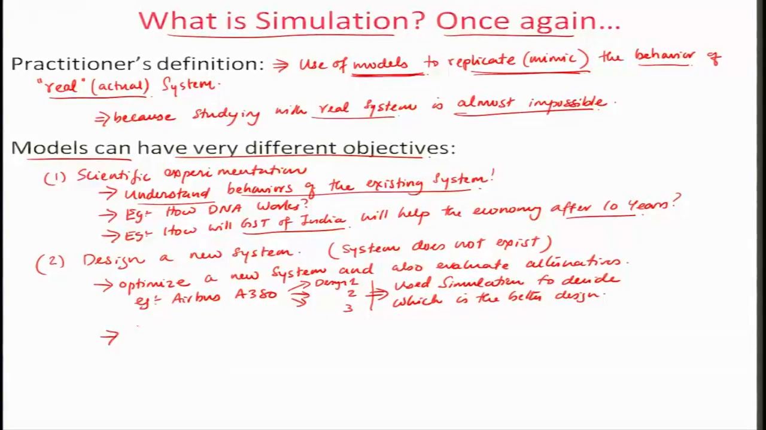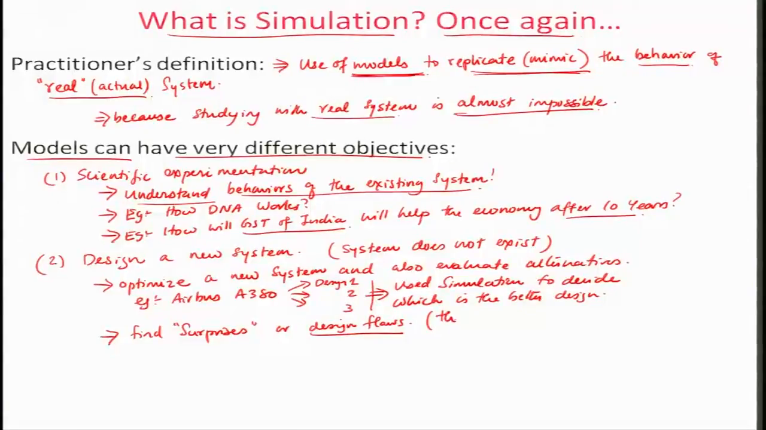Second part is to find surprises or design flaws. When you are designing a new system, there will be something that you might not have considered. There might be something that has escaped the thought process of the designer or the design process. Those are called design flaws. These are the things that escaped the designer's consideration. Okay. So, these things had escaped the consideration of the designer, and hence those translate to what we call design flaws or surprises, which will prevent the system from doing the expected behavior of the system.